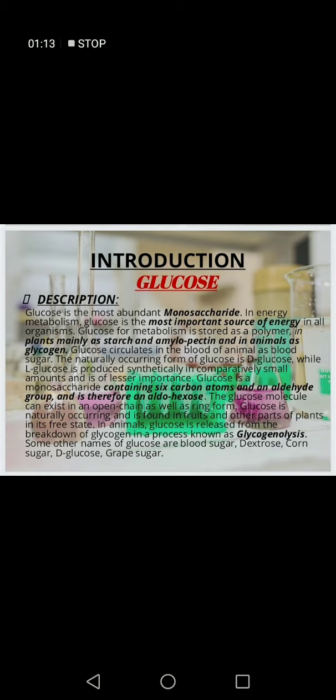The glucose structure can be a simple open chain structure, and also a ring form. Glucose can be obtained from the breakdown of glycogen. This process is known as glycogenolysis. Some other names of glucose are blood sugar, dextrose, corn sugar, D-glucose, grape sugar, etc.